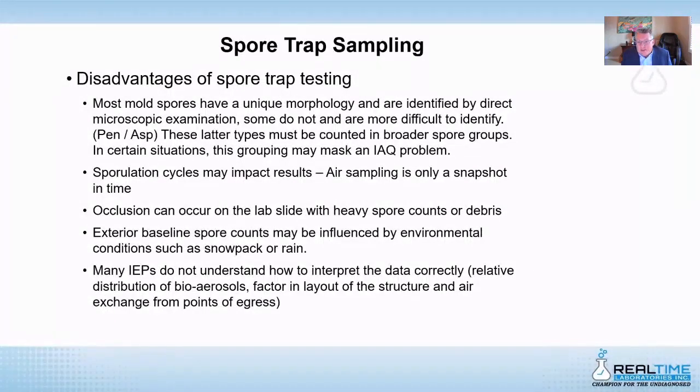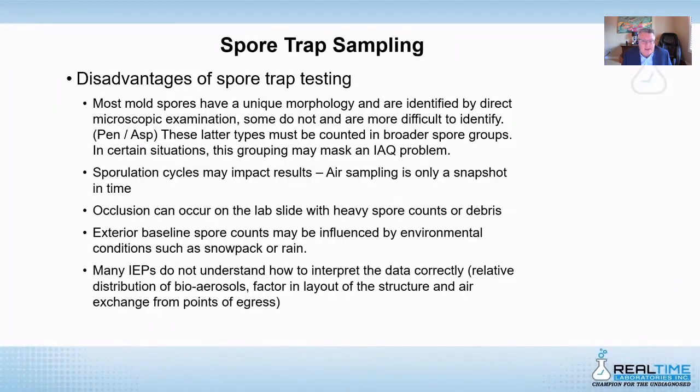So some of the disadvantages of spore trap testing. Certain molds underneath a microscope, they look the same. An example of that would be Penicillium and Aspergillus. And so these molds will get lumped together. They're not broken out, and it's always at the genus level.